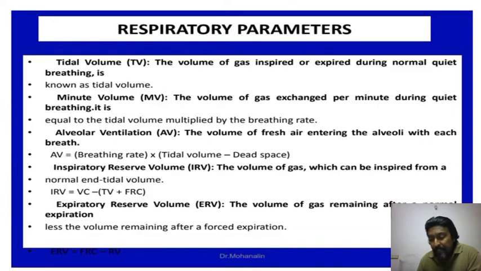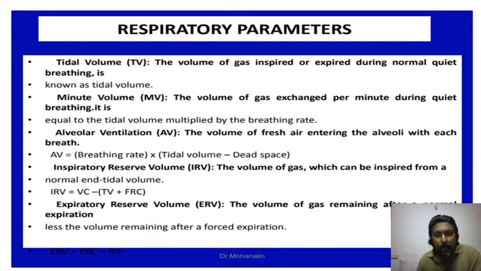Volume of the gas remaining after a normal expiration. That means every single time you inspire, every single time you expire, still some amount of the gas has been saved inside the lung capacity. You are not exhaling completely. That tells you how ineffectively we are breathing, right?